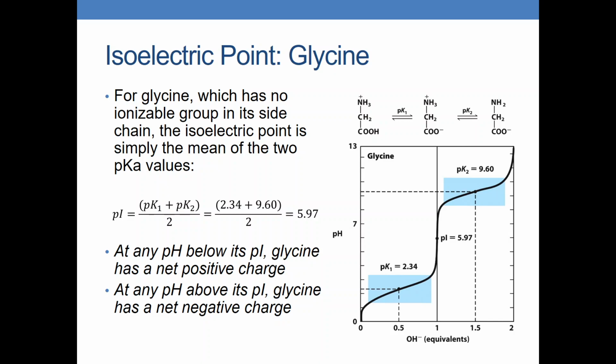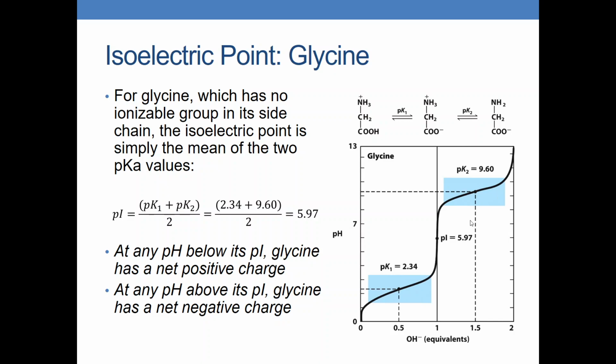Okay? This should make sense based on your knowledge of the Henderson-Hasselbalch equation. Remember, when pH equals pKa, I have 50% of this, 50% of that. Acid, conjugate base.